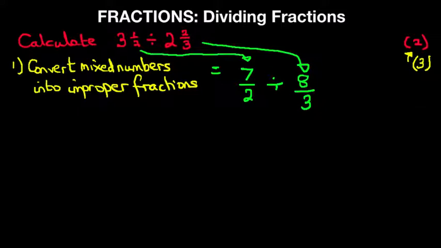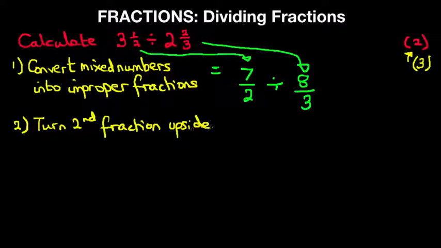That's the first step. Now the second step, this is important, once you know this, you'll be able to work these out very quickly, is to turn the second fraction upside down and multiply. Now what this means is that this fraction we're going to turn into 3 over 8, and then we're going to multiply it by 7 over 2.